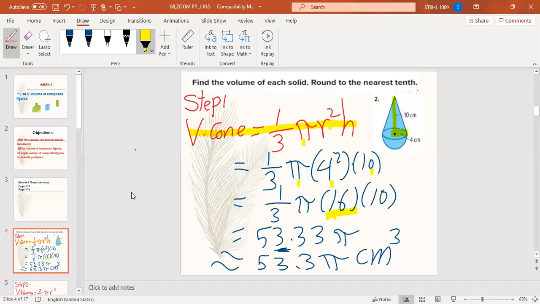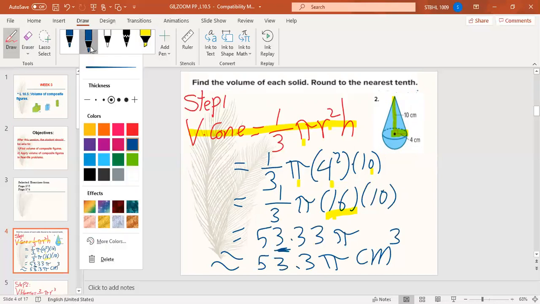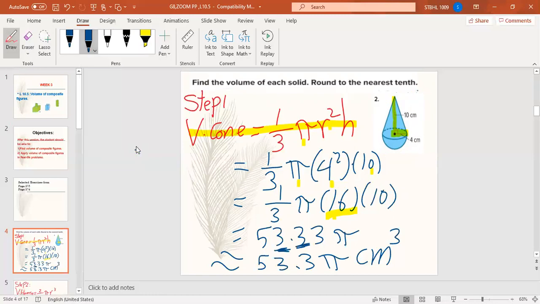We will get 53.33 pi. And we need to round to the nearest tenth. So we will look to the tenths digit, underline it, and look at the digit to the right of it. It's a 3, and 3 is less than 5, so we will cancel it. We will keep the 3 in the tenths place. So the volume of the cone is approximately equal to 53.3 pi cubic centimeters.